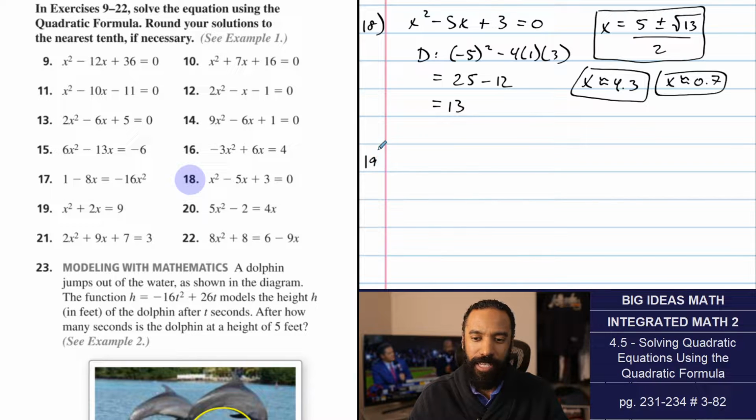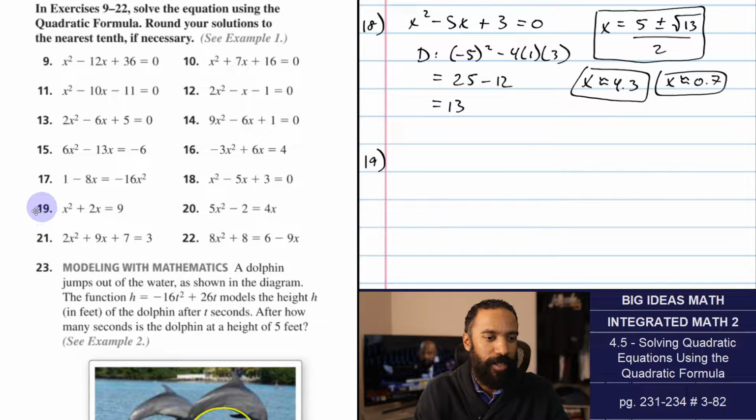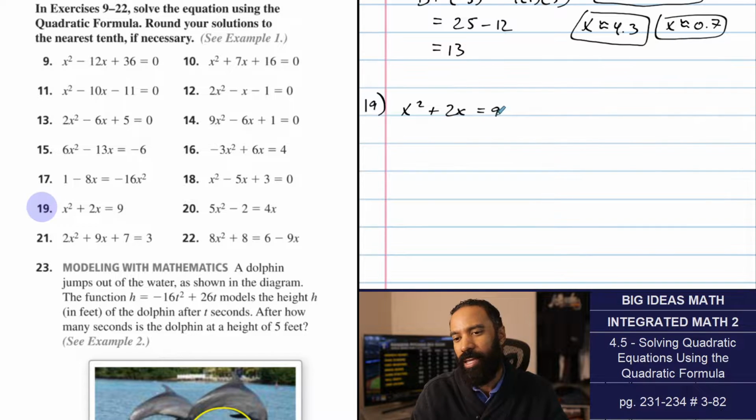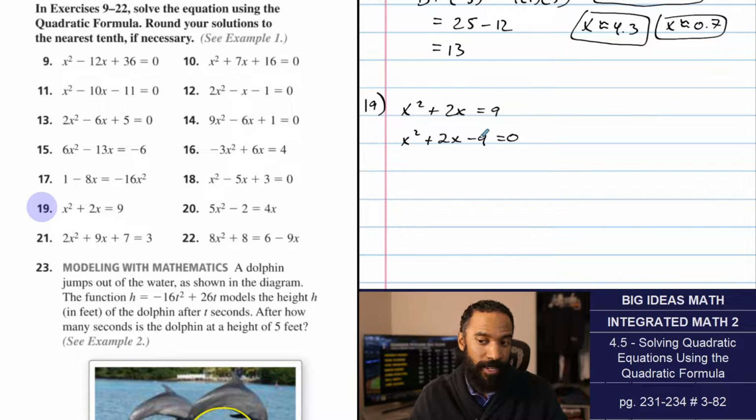All right, number 19. We're still in this first block of problems here. That's why speed is of the essence for me. I'm doing 82 problems. x squared plus 2x equals 9. Ooh, I would love to solve this by completing the square. I think I'll show you the completing the square solution set after this. But let's set this equal to 0. Remember, if it's not equal to 0, then that's not your true c. Your c value isn't 9, it's negative 9. You have to remember that.